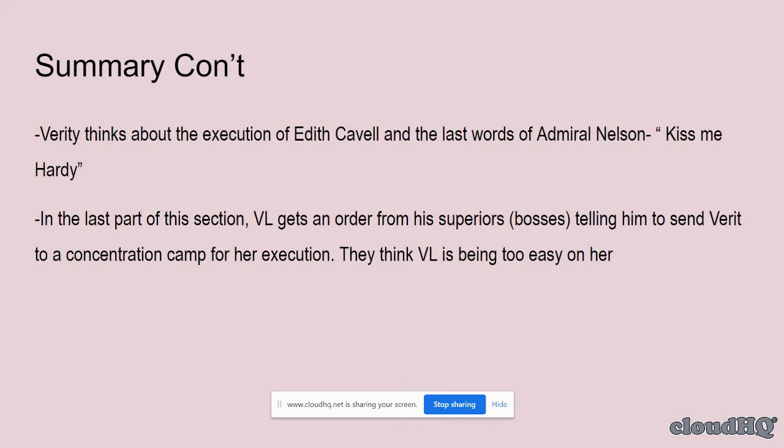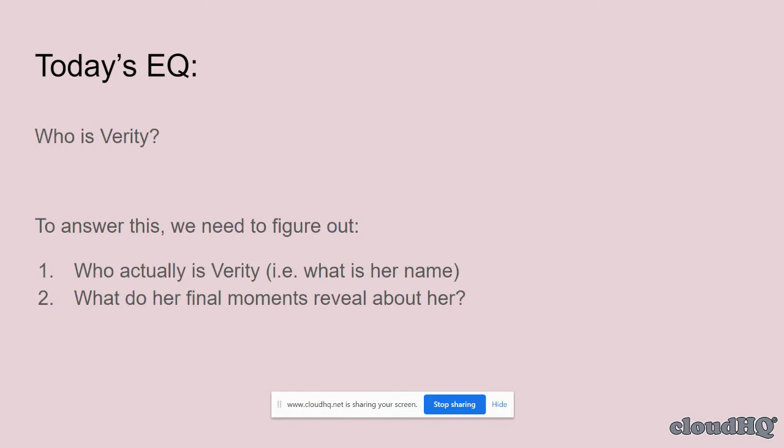In the last part of this section, Von Linden gets an order from his superiors or his bosses telling him to send Verity to a concentration camp for her execution because they think that Von Linden is being way too easy on her. So, in our essential questions today, we need to figure out who is Verity.